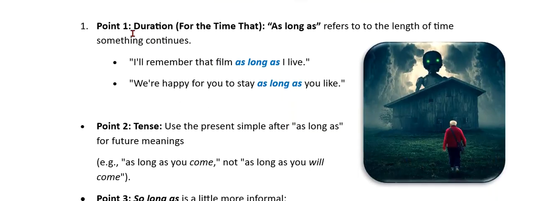Point number one, duration for the time that. As long as refers to the length of time something continues. For example, I'll remember that film as long as I live. It is about the duration or the length of time that I will live and I will remember that film. I remember that film as long as I live.